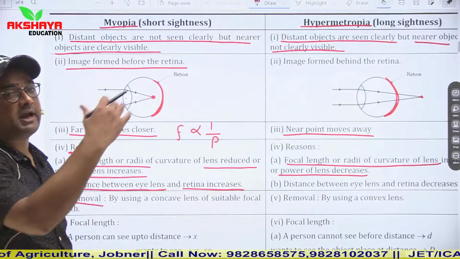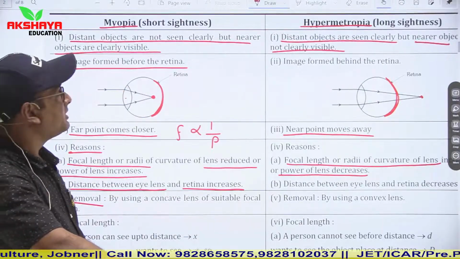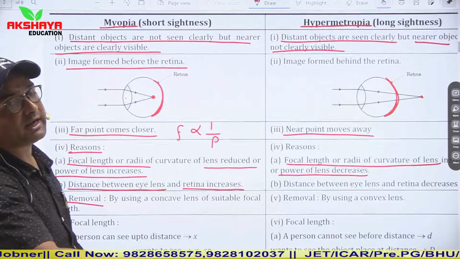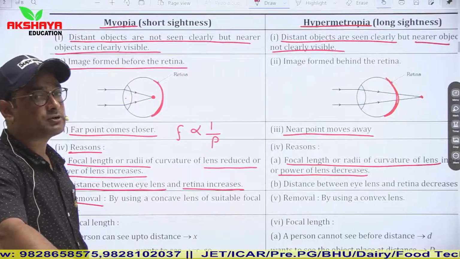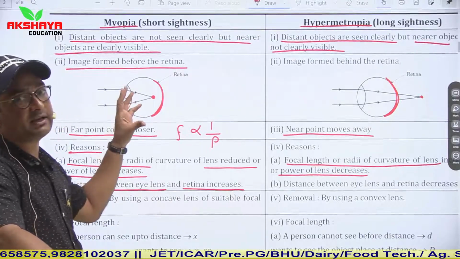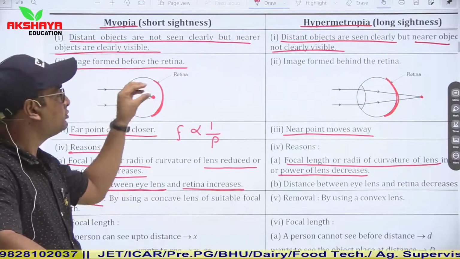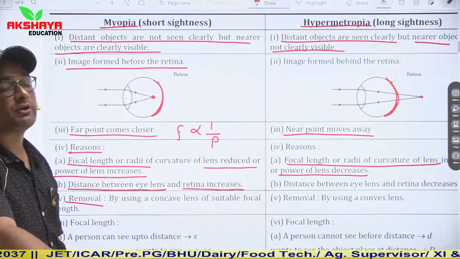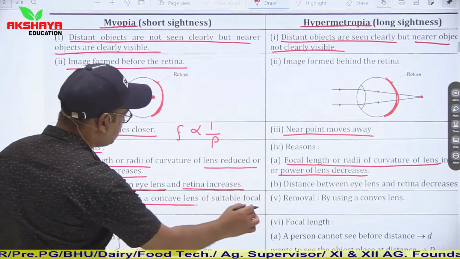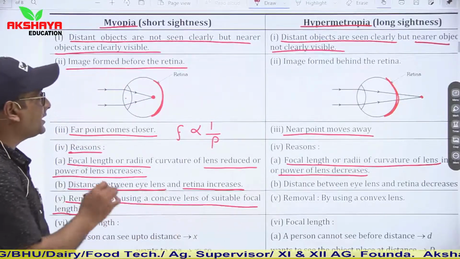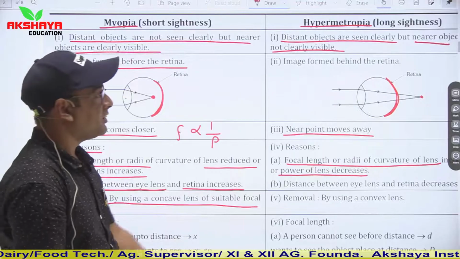How can myopia and hypermetropia be removed? In myopia we cannot see farther objects clearly, so we require a lens which can diverge the light to the retina, hence we use a concave lens as its removal. By using a concave lens of suitable focal length, we can remove this eye disease, myopia.